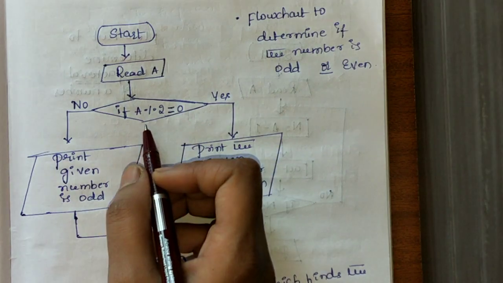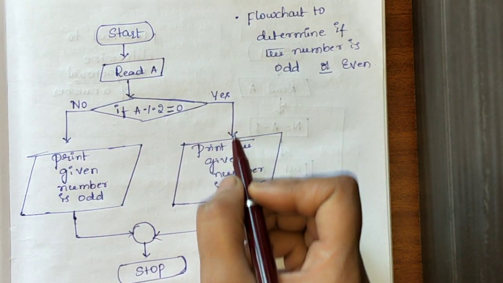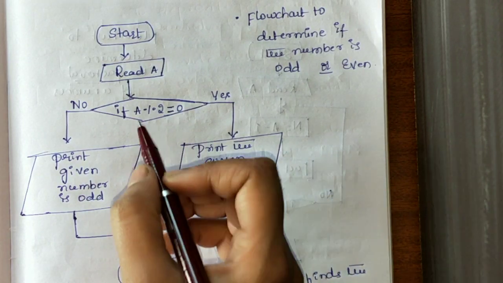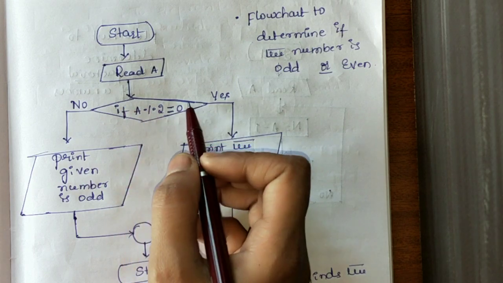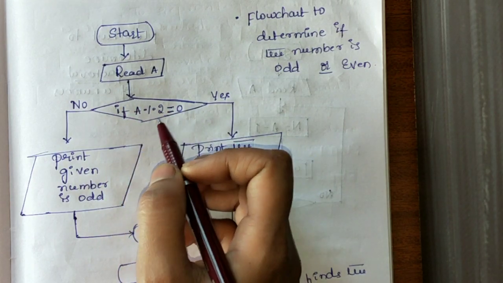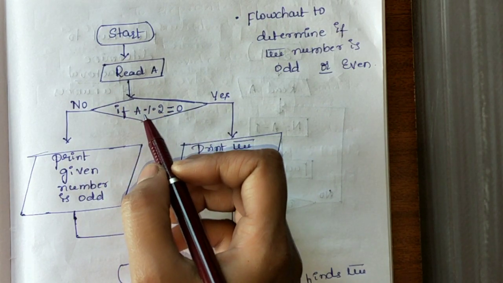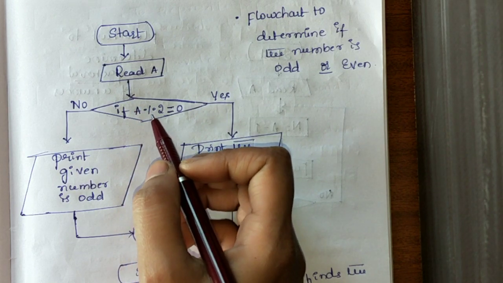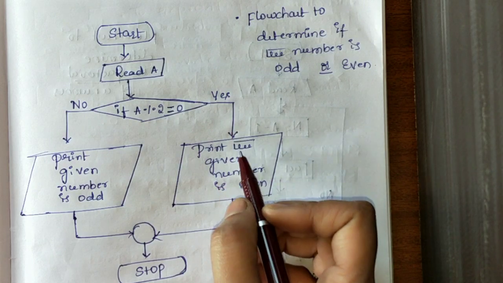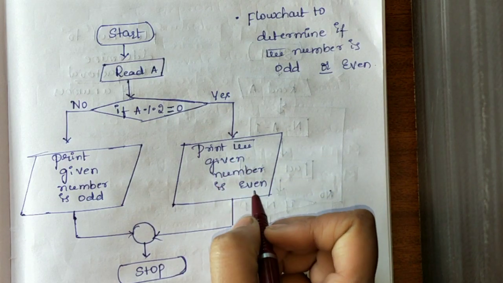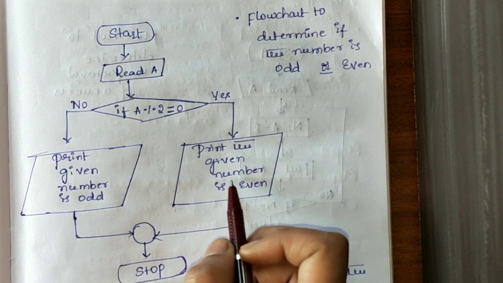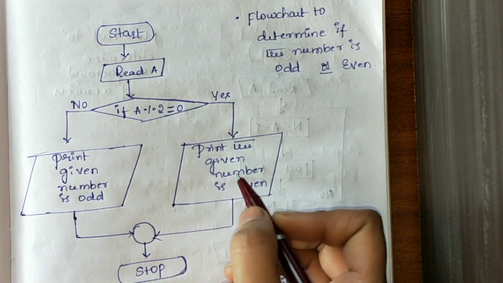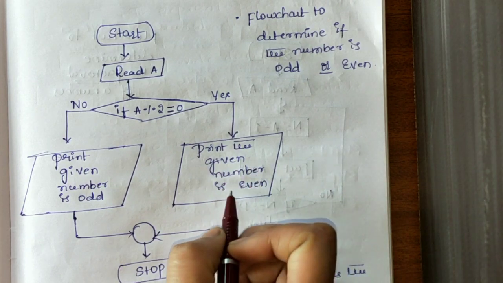If this condition is true, it will go to Yes and it will print "the given number is even". See, the condition part I have written in the diamond-shaped symbol because the condition checking statements are written inside the diamond symbol. The printing statements we are going to write inside the parallelogram. That is, output and input we are going to write inside the parallelogram.